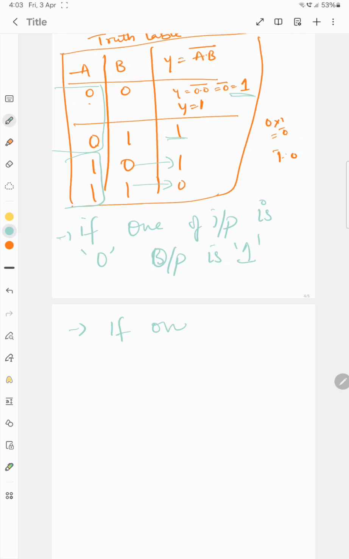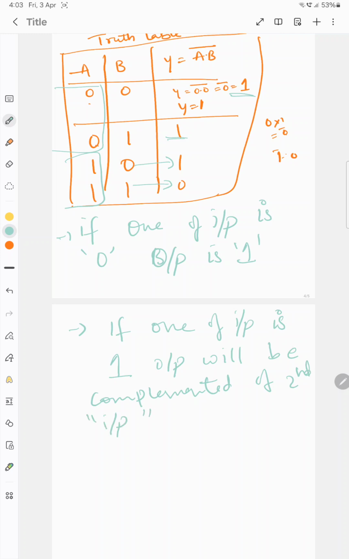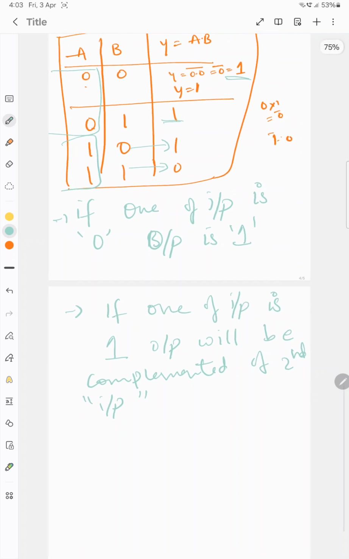Okay, if one of the inputs is 1, the output will be the complement of the second input. Okay, this is the first one. This is NAND gate.